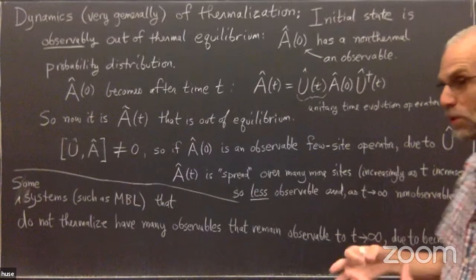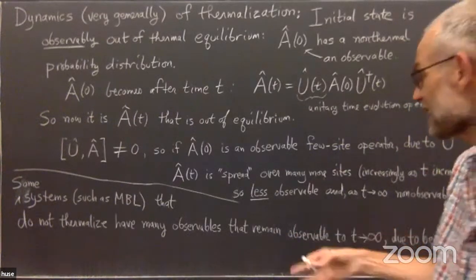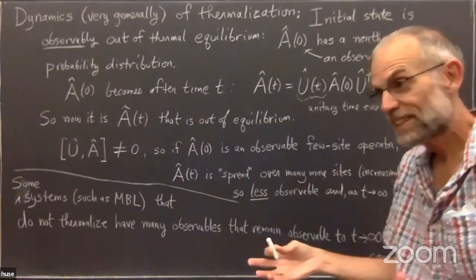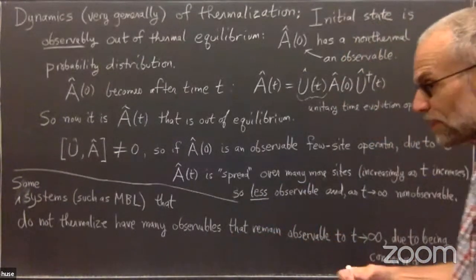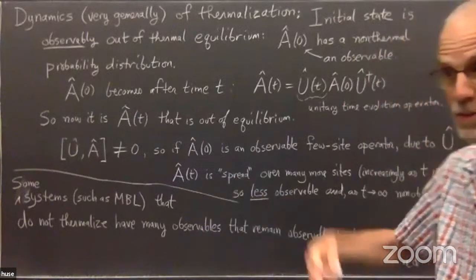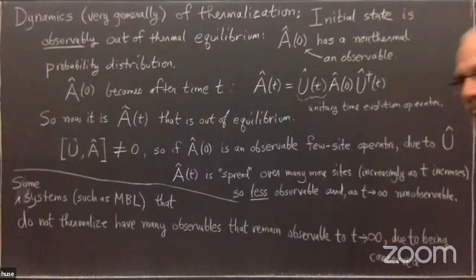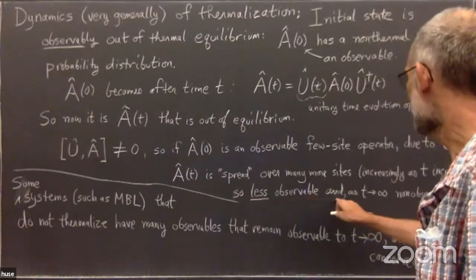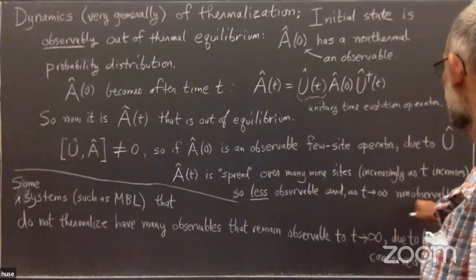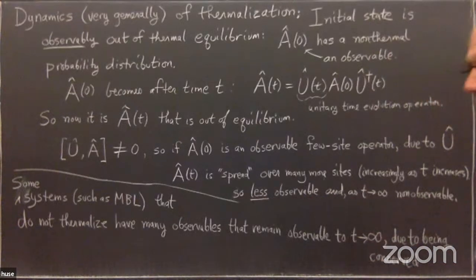And as it gets to more and more sites, it really becomes less observable, in that it's harder to observe because it's a much more complicated operator. And eventually it's going to spread to so many sites that it's beyond your technical capabilities and it becomes invisible, right? So it becomes less observable. And finally, in the limit of long time, it becomes non-observable. Okay.